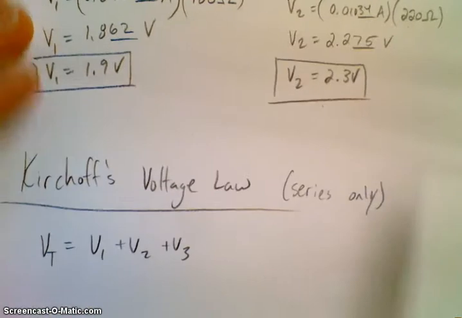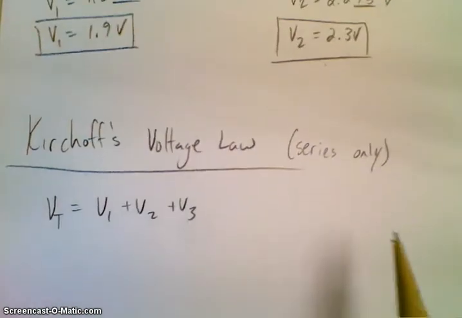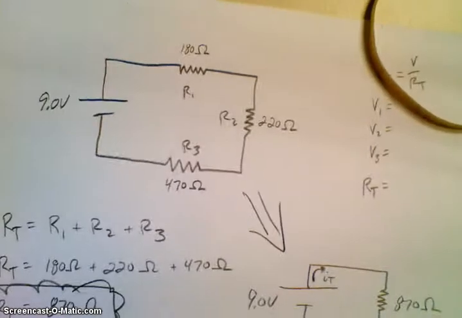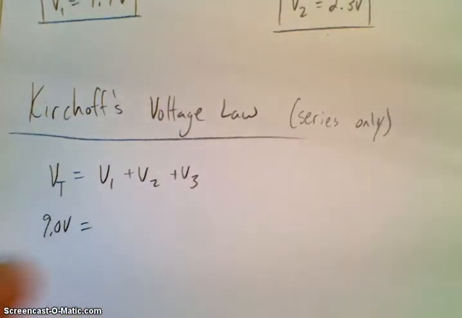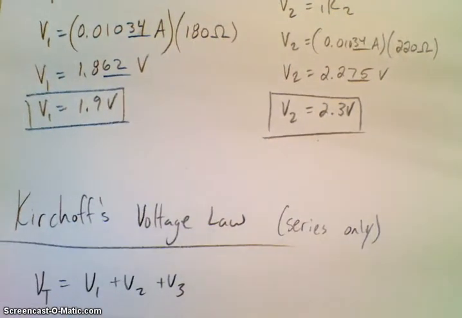Now, let's look at Kirchhoff's voltage law. This is for series circuits only. But what his law states is that the total voltage from the source is equal to the sum of the individual voltage drops on the resistors, or the components that make up that circuit. So what is my total voltage that's applied on the circuit? 9 volts, right? So it should be the sum of these three. So if I use extra digits, that's why I kept them up above, is to prove this.